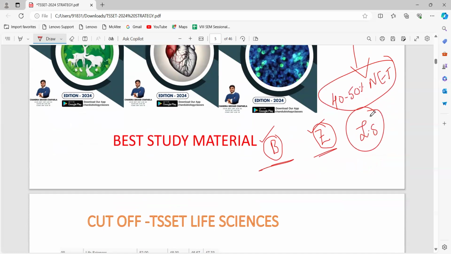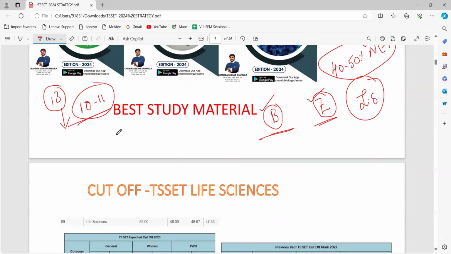Out of the 13 units of our syllabus, every one of you, remember, has to be thorough with a minimum of 10 and a maximum of 11 units. Then only can you crack the exam. If you don't read 10 to 11 units, friends, it is extremely difficult to crack the exam. So always be thorough with 10 to 11 units.